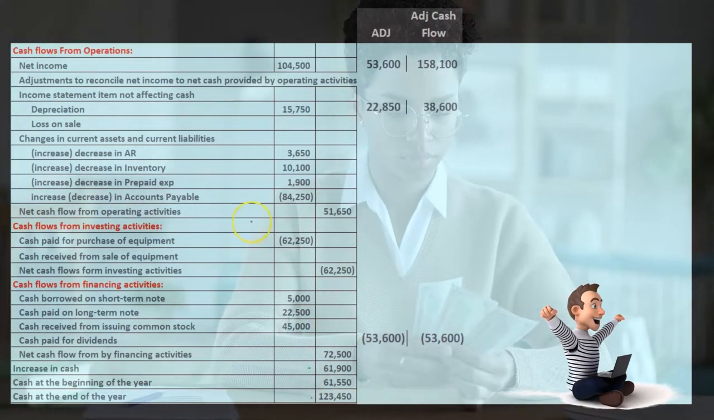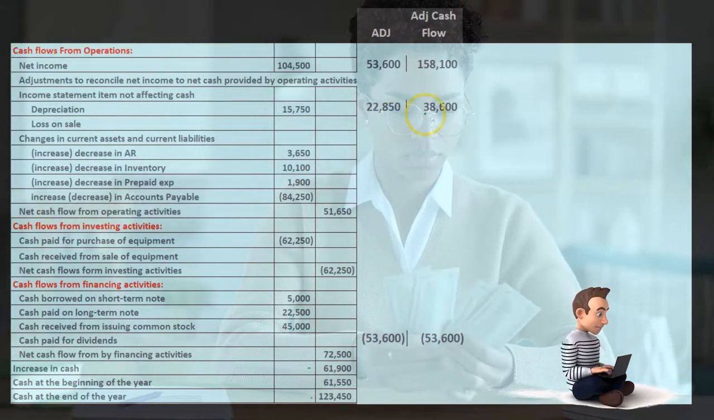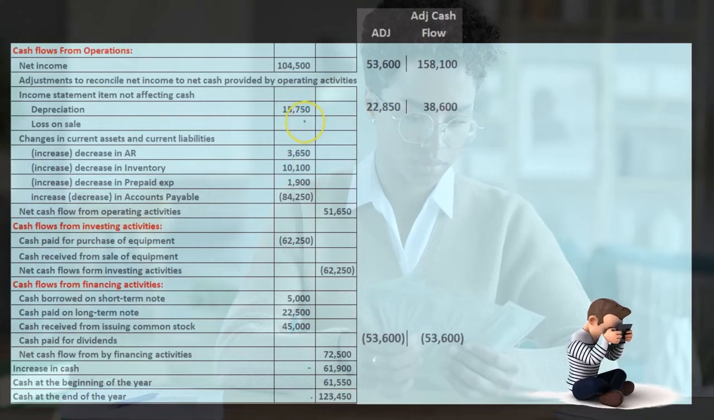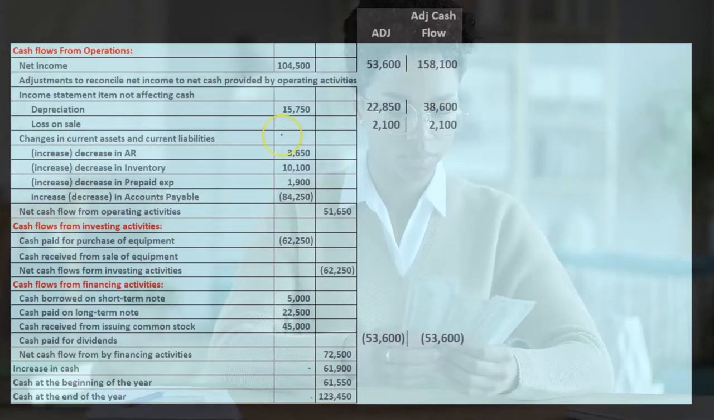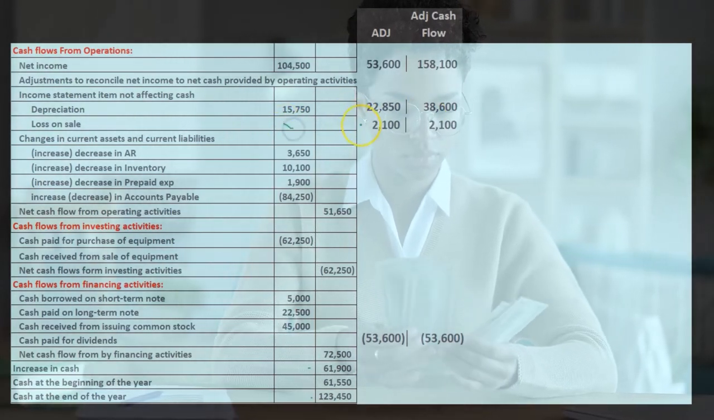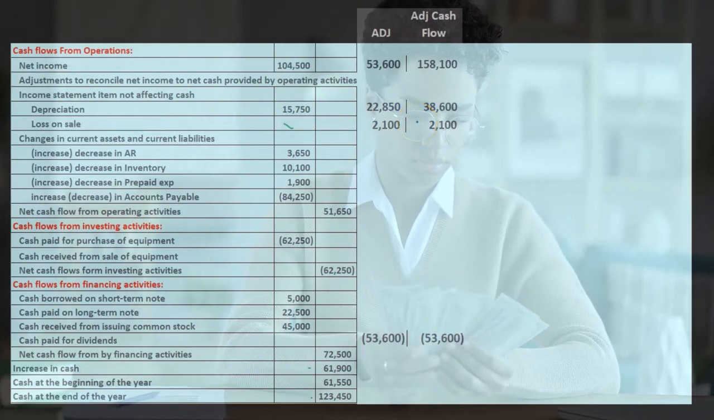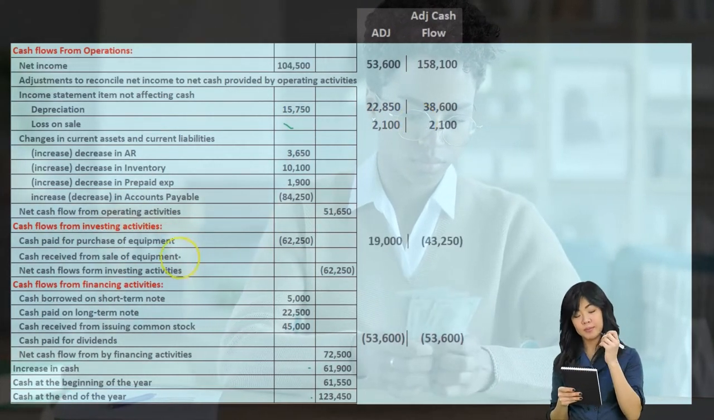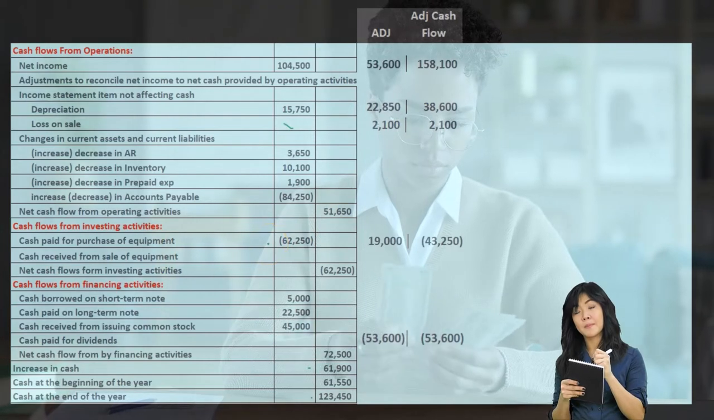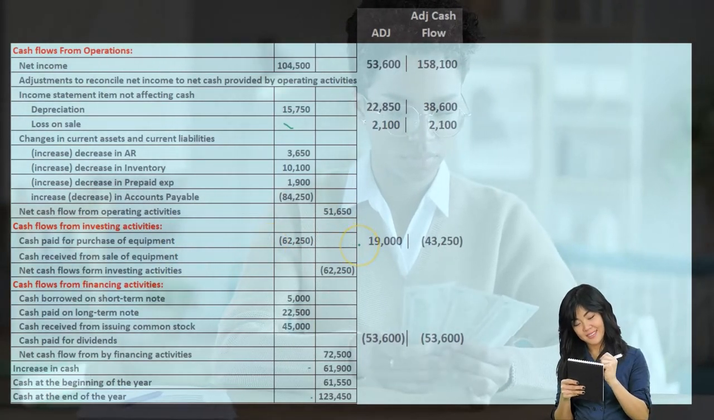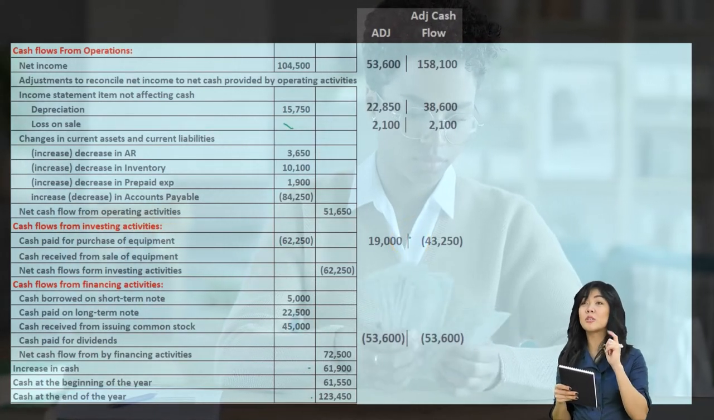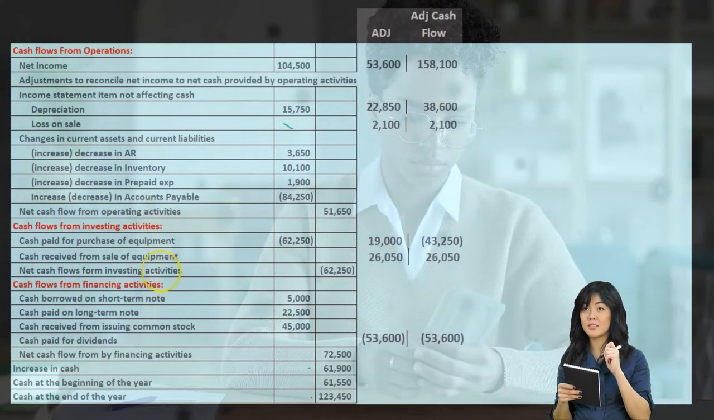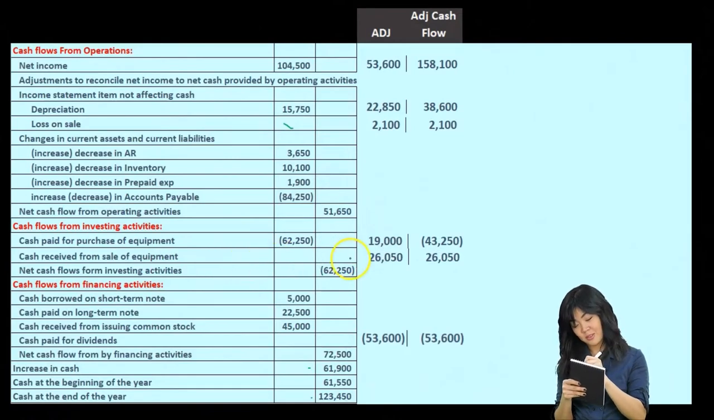So if we do our adjustments that we had, we're going to say depreciation, we'll record that, gets us to 38,600. So it was at 15,750 plus 22,850 brings us to 38,600. The loss, we didn't have one before. It's going to go up by 2,100 to 2,100. We had the cash paid for equipment was at 62,250. There were two transactions, so this is the net of those two transactions, bringing us to 43,250. And then we had the cash received from the sale of equipment, 2,650, bringing us to 2,650.